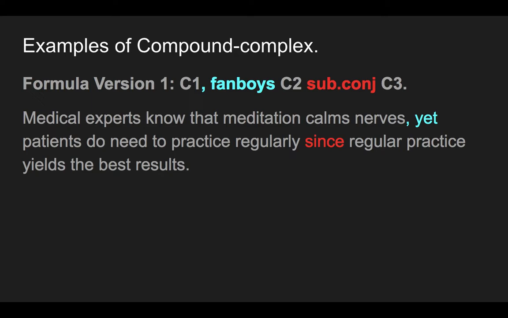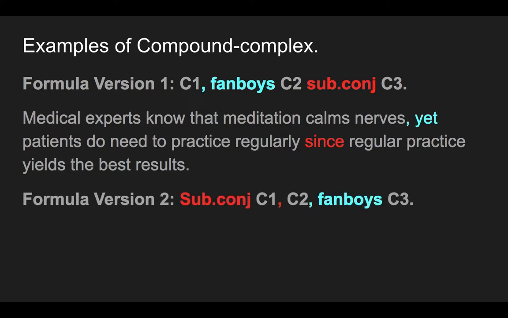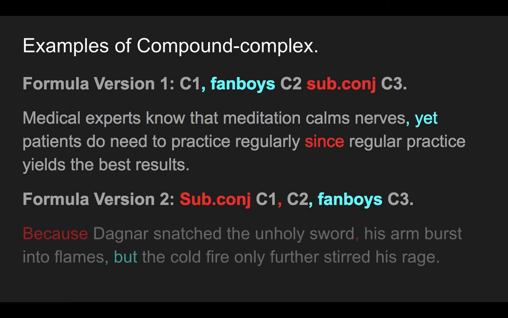Okay, let's look at the second version. Okay, formula number 2. This is where we have our subordinate idea first. So we have subordinate conjunction, clause 1, then we have that needed comma. Then we'd have clause 2, comma, fanboys, clause 3, period. Always need a period at the end. Okay, because Dagnar snatched the unholy sword, comma, his arm burst into flames, comma, but the cold fire only further stirred his rage. Again, we have 3 ideas here.